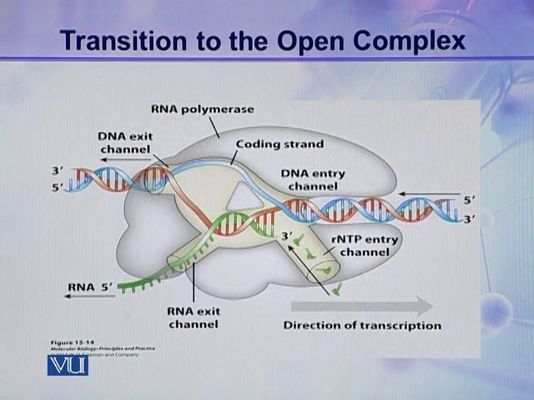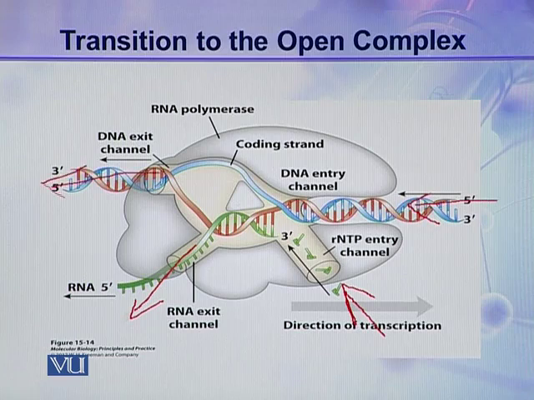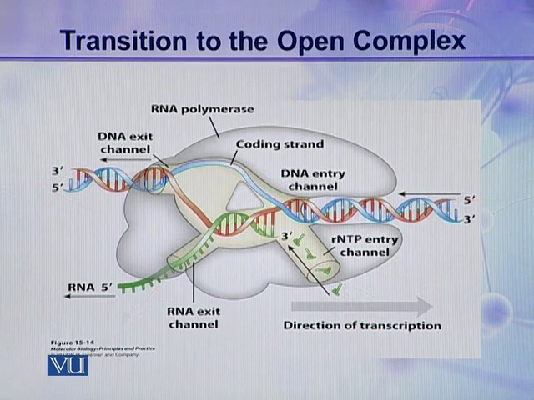So here in this illustration, you can see this is the NTP channel for the entry of ribonucleotides. This is the exit channel for RNA. This is the entry channel for double-stranded DNA. This is the exit channel for double-stranded DNA. And here are 2 channels, one here and one here, and these are for the template strand and non-template strand. So these 5 channels are present in this complex.